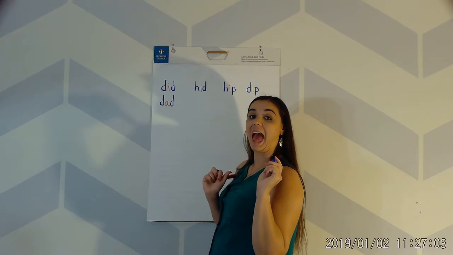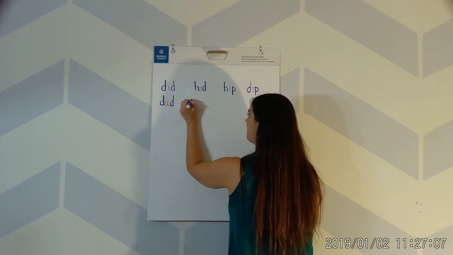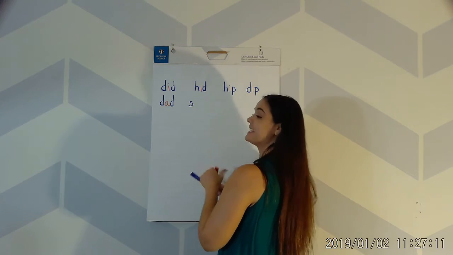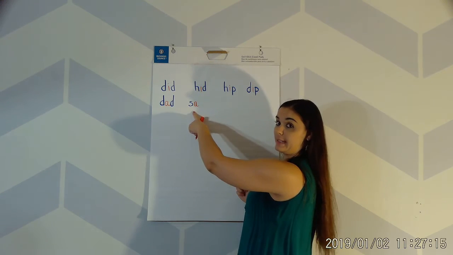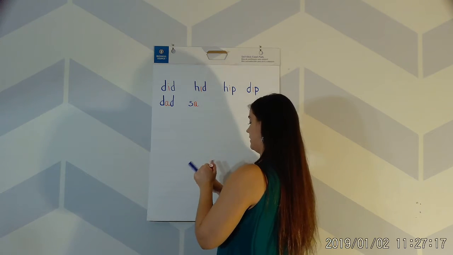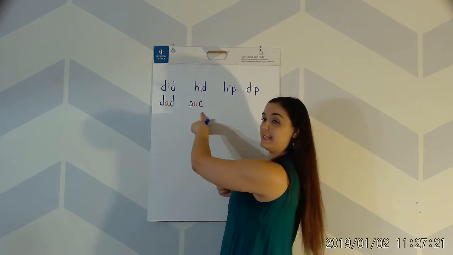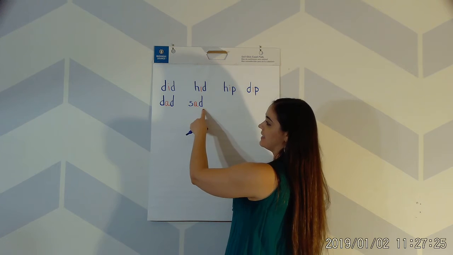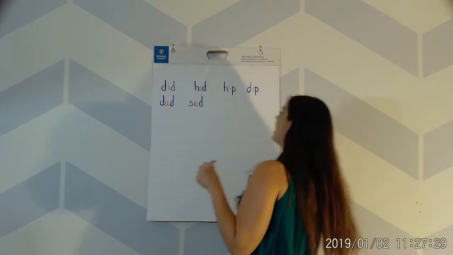S, a, duh, sad. What does S say? S. And A says a. And D says duh. Let's blend those. S, a, duh. Sad. Next word.